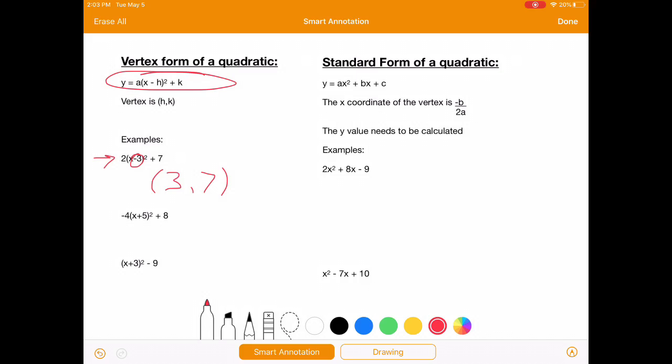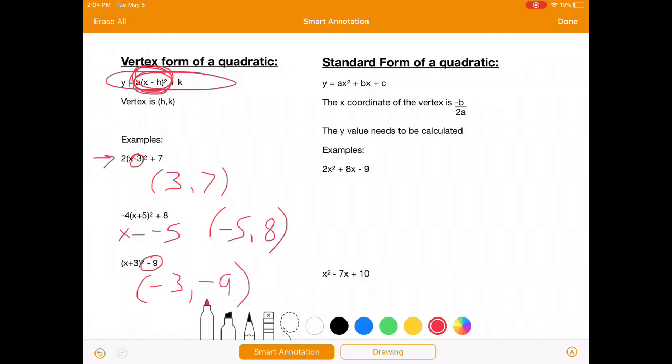The next one is slightly different because in the vertex form, we have a number being subtracted from x, but in this case, it's being added. So what we have to think of is this is really x minus -5, which means the x-coordinate is -5, and then the y-coordinate is 8. And the last example, same idea. It's x plus 3, so the x-coordinate has to be -3. And then the y is negative as well, so that's just going to be -9.